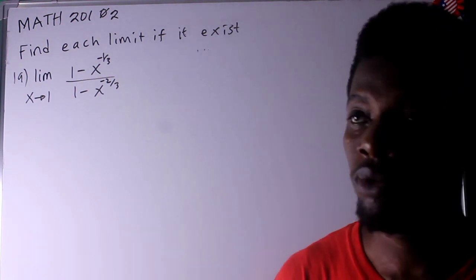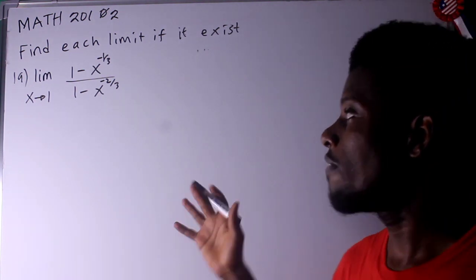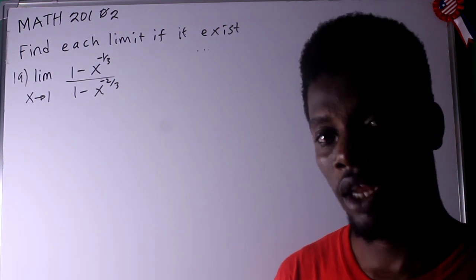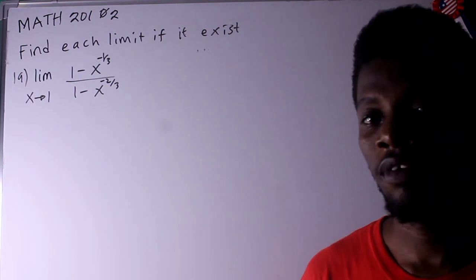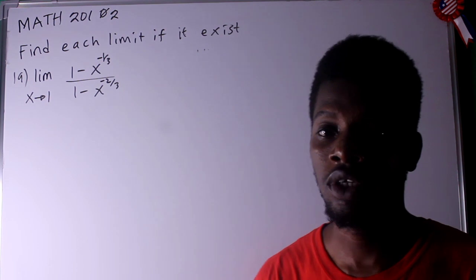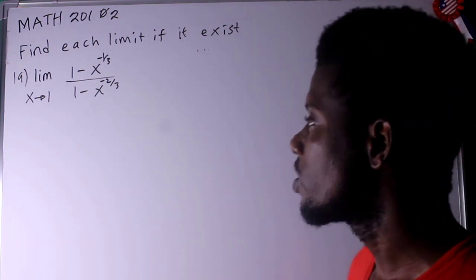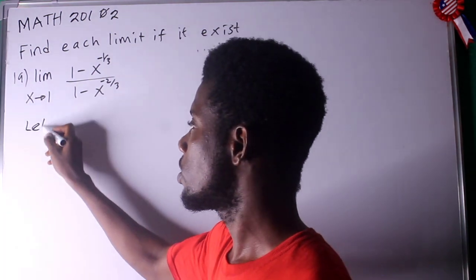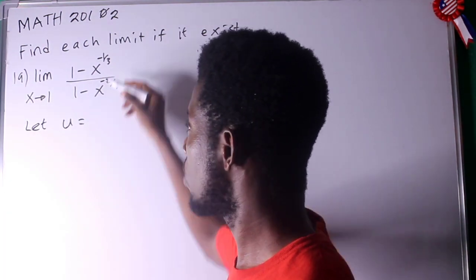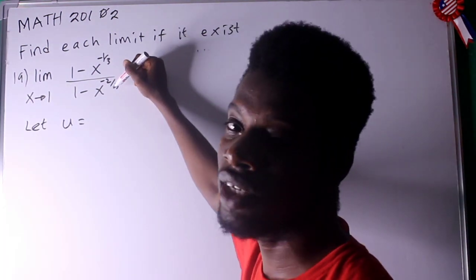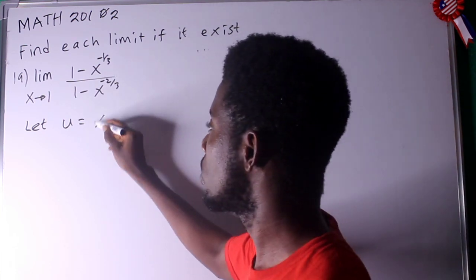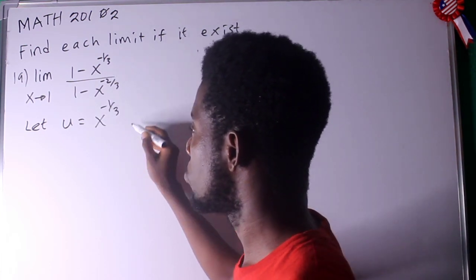Now to solve this problem, we could use a standard limit by factoring out a negative from both the numerator and the denominator and putting it in the form of a standard limit. But we prefer using substitution for this particular problem. So let's go. Let u equal x to the negative 1 over 3.